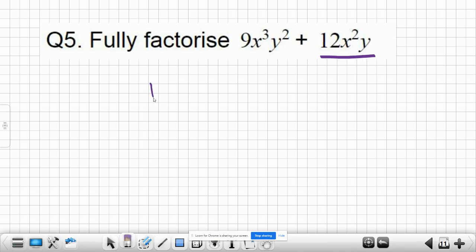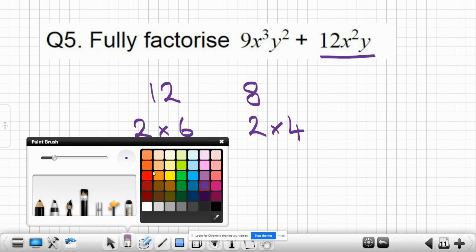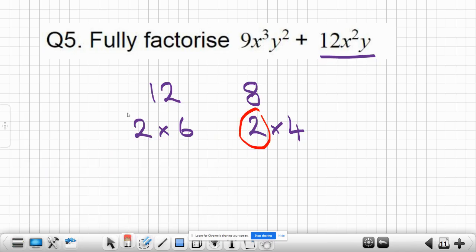If I take two numbers, 12 and 8, I could factorise both of these numbers to see if they have a shared factor. So I could write 12 as 2 times 6, and I could write 8 as 2 times 4. And then I can immediately see that they have a shared factor of 2.